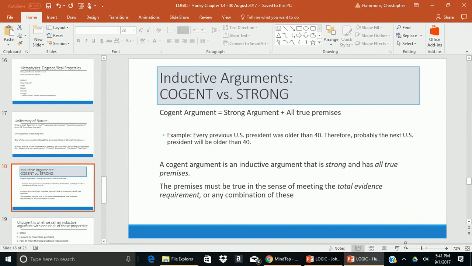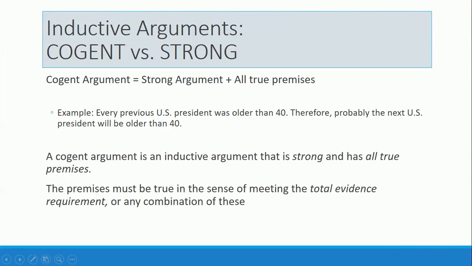All right, cogent versus strong. Just like soundness was the property of truth for valid deductive arguments, cogency, or what Johnson calls reliability, that's going to be the property of truth for inductive arguments. So a cogent argument is a strong inductive argument with all true premises.